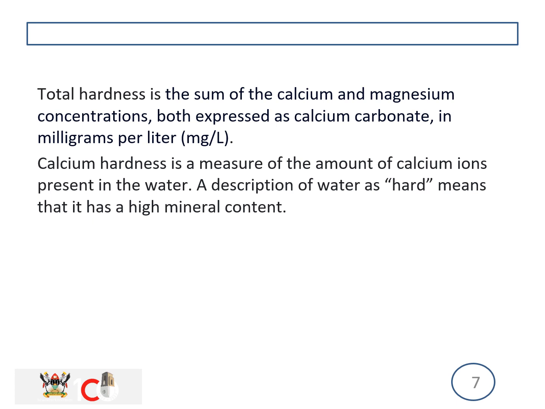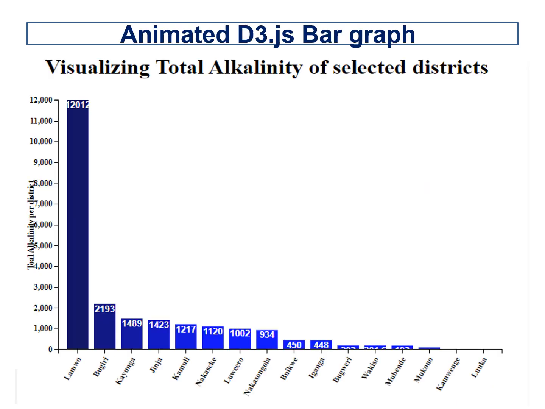We now find out that the total hardness is usually the sum of the calcium and magnesium concentrations, both expressed as calcium carbonate in milligrams per liter. And the calcium hardness is a measure of the amount of calcium ions present in the water. A description of water as hard means that it has a high mineral content.